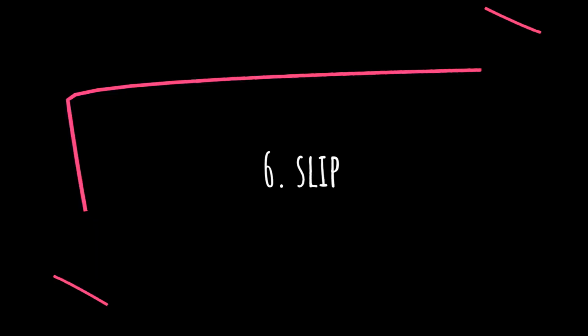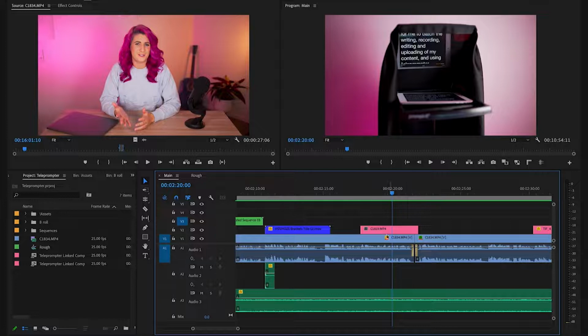Number six, the slip tool. The slip tool is really handy if you just want to move your clip's start and end frames back or forward a couple of frames once it's already on the timeline.